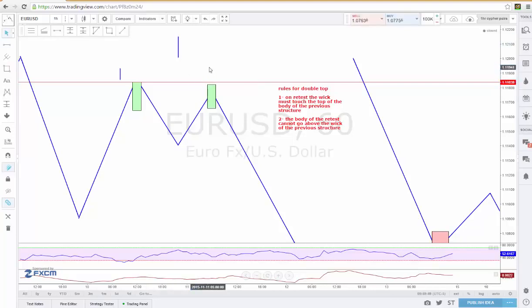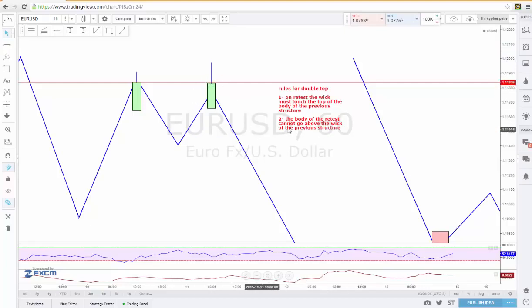Now, if we had a close like this, with my rules, this would not be, and we could even bring this wick back, this would not be a double top, because the wick of this candle did not touch the body of this candle. Nothing did. So at least the wick or the body has to pass the top of the body of the most previous candle.